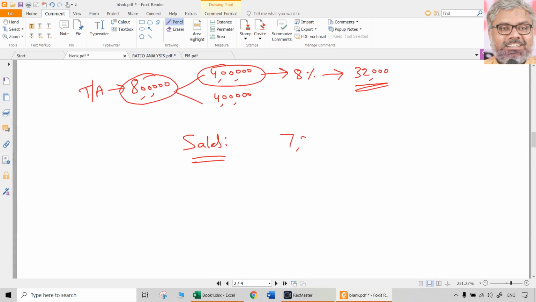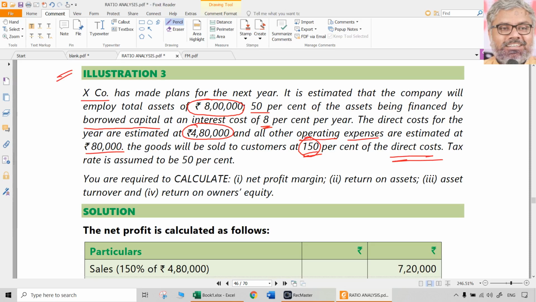7,20,000 is going to be the sales. Direct costs are already known. How much is that? 4,80,000. So naturally, how much is going to be the gross profit? That is 2,40,000. So far with the information, we can easily derive these things.